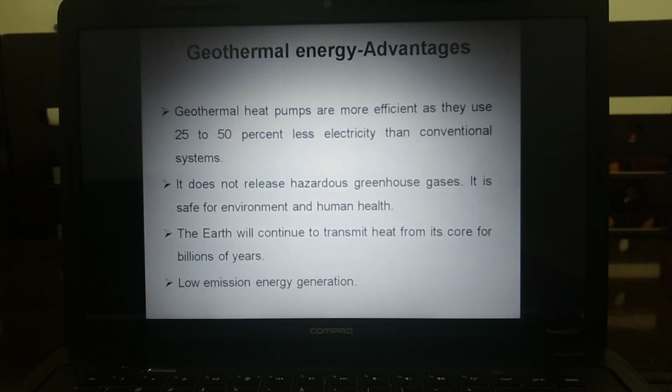Advantages of geothermal energy. It is reliable as compared to other energy resources. Massive energy is produced from geothermal energy. It is a naturally occurring resource that does not require fossil fuels.